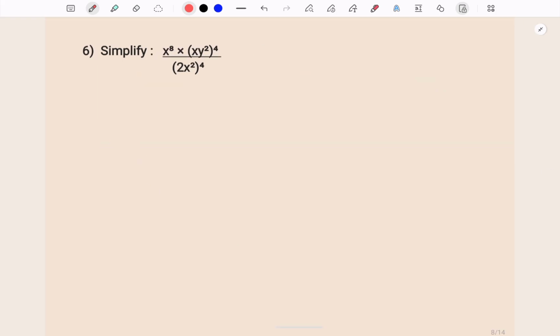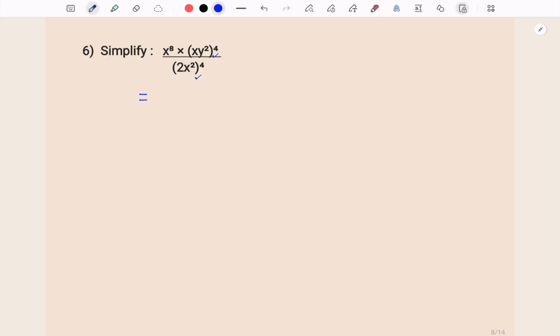Let's solve the next question. We have x raised to the power 8 multiplied by xy squared all raised to the power 4 divided by 2x squared all raised to the power 4. So let's see how we can solve this. Here we have xy squared all raised to the power 4. There is a bracket in the numerator as well as a bracket in the denominator.